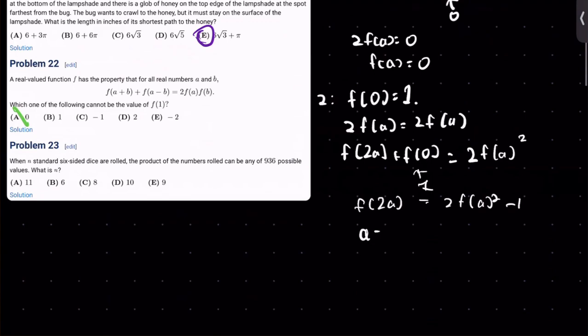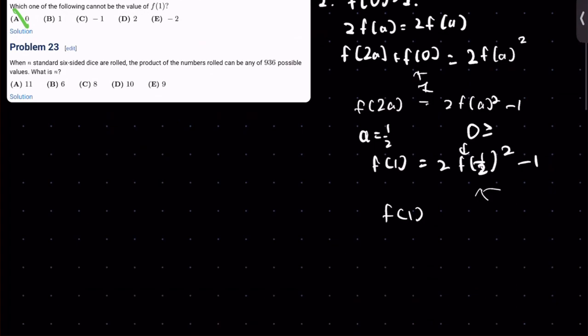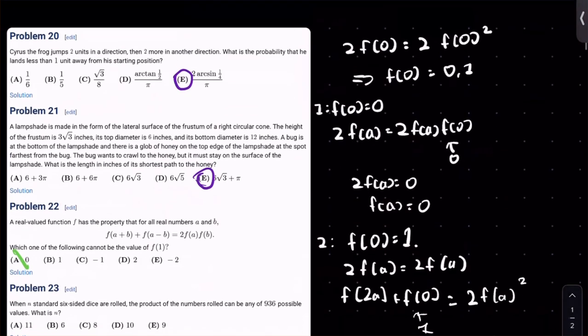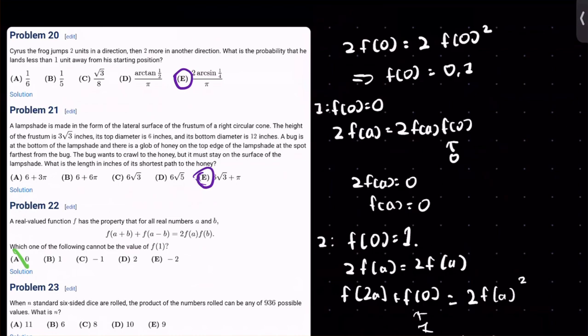Now let's let a equal 1/2. Then f of 1 will be equal to 2 f of 1/2 squared minus 1. But even if f of 1/2 is negative, the trivial inequality tells us that anything squared will be greater than or equal to 0. So this value will be greater than or equal to 0, and so f of 1 has to be greater than or equal to negative 1. But looking at our answer choices, there's negative 2 here. So that means we can't reach the answer negative 2, and the answer is E.